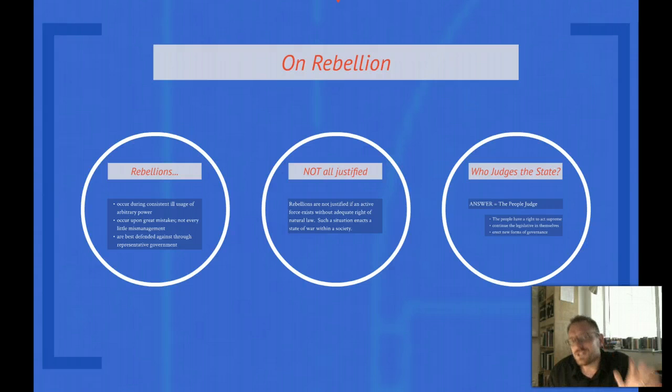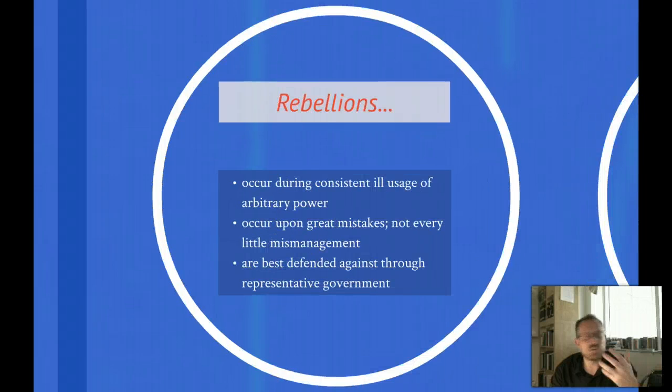Now, this is where Locke gets into interesting territory for his own day, because he begins to talk about rebellion, right? When are rebellions justified? When are they not justified? Rebellions seem to occur during the consistent ill usage of arbitrary power. So he doesn't think that rebellions will typically occur unless there's lots of abuse, right? Also, rebellions occur when there are great mistakes, not every little mismanagement.